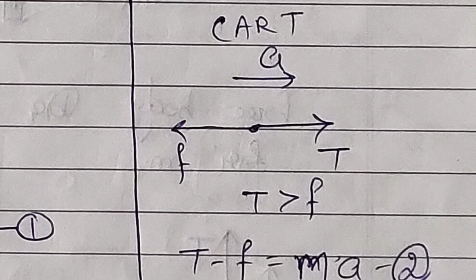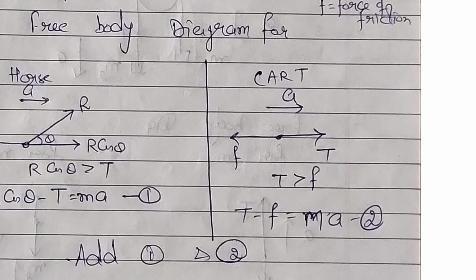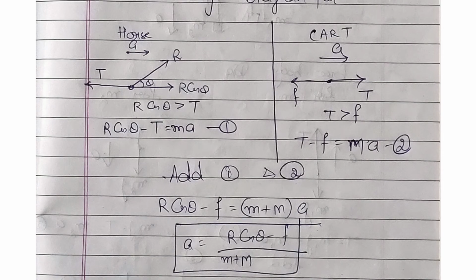And for the cart, make a free body diagram. In this case, tension is greater than the force of friction, because if tension is not greater, then how will the cart be moving? So again, use net force is equal to mass into acceleration. T minus F is equal to m into a. T is positive in the direction of acceleration, F is negative, opposite to the direction of acceleration. So add these two equations and you will get the value of acceleration.